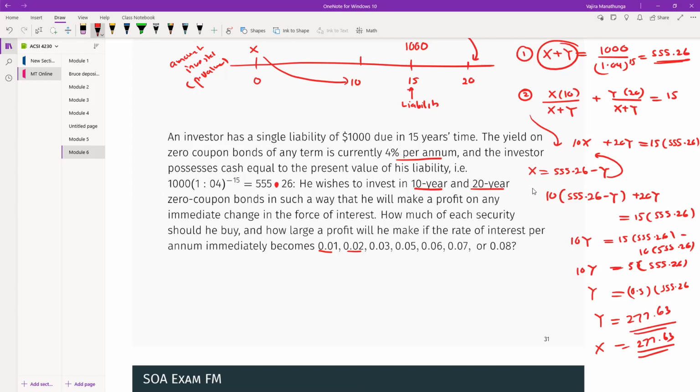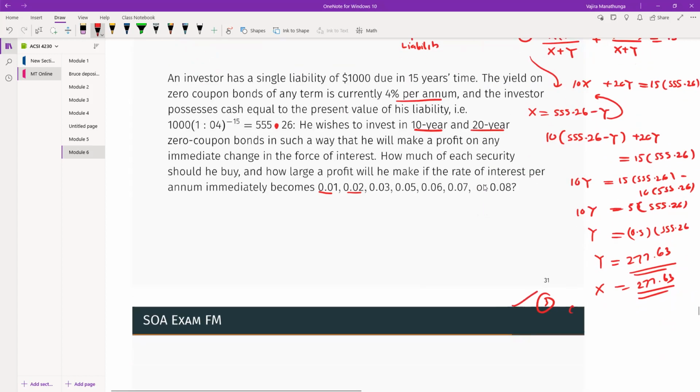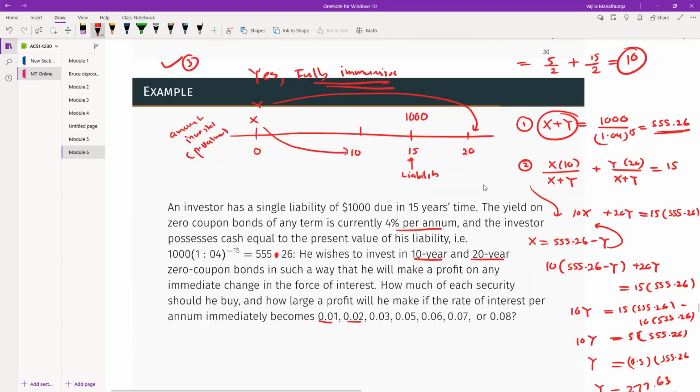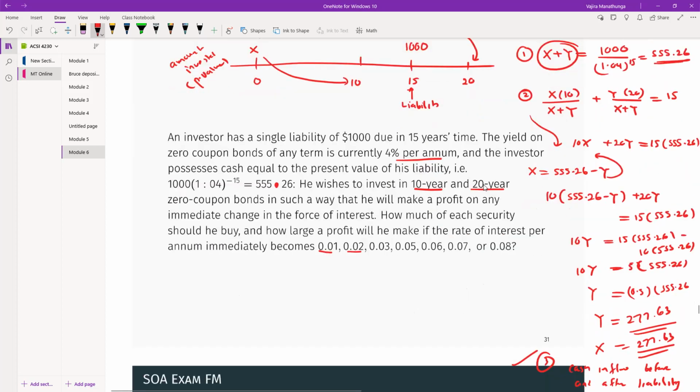So we know the present value of money invested in 10 and 20 years. So the third condition, actually, whether it's fully immunized, you need to have cash inflow before and after the liability. So that's also satisfied. So cash inflow before and after liability. So you can right away see that satisfied. So now, what would be the change if the rate changes from 0.01, 0.02, all of this? So let's do only one, and then the rest you can do. So let's write the price function.